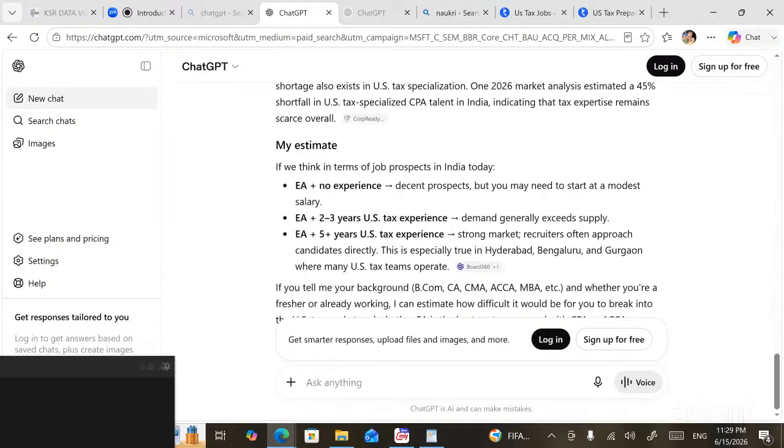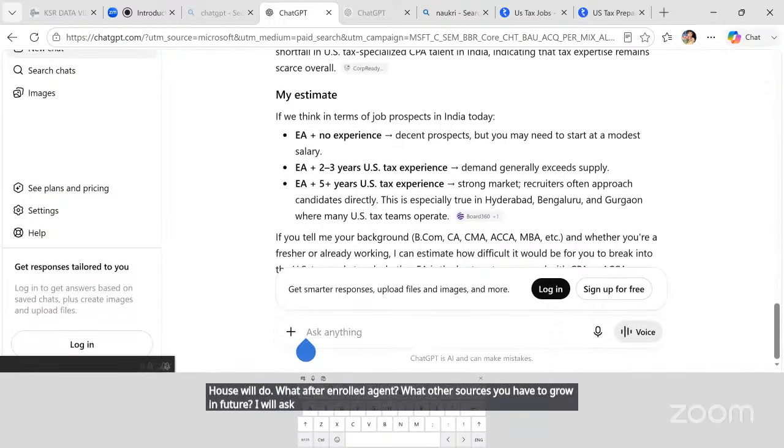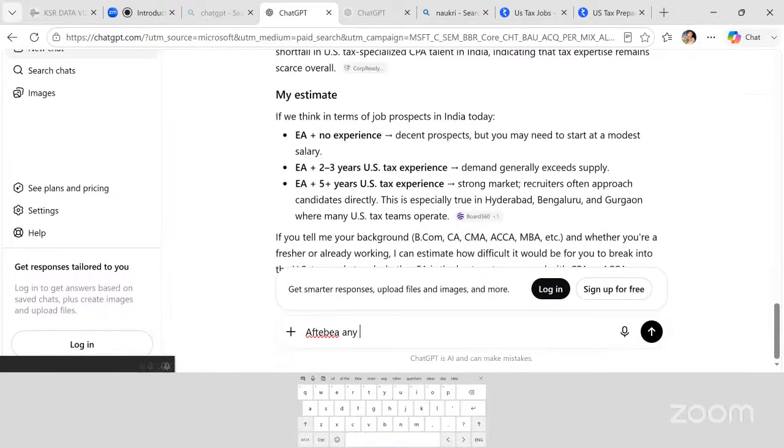Any more questions? Or else we'll do what after enrolled agent, what other sources you have to grow in future. I will ask that one also, for future. Spelling may be wrong, but the system will take it. No need to be worried. Okay.